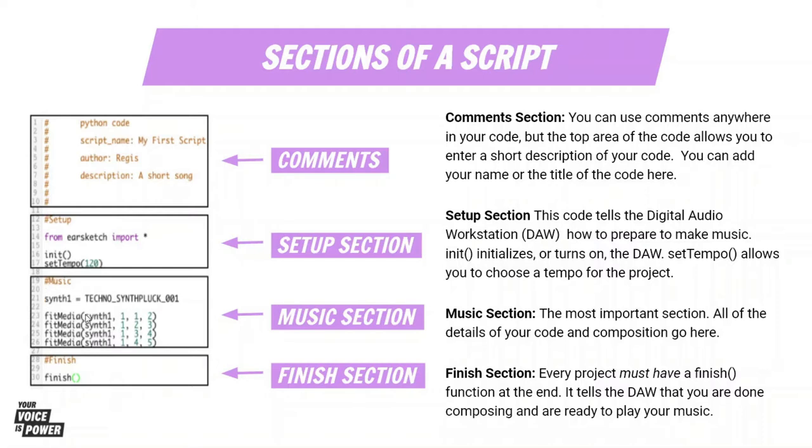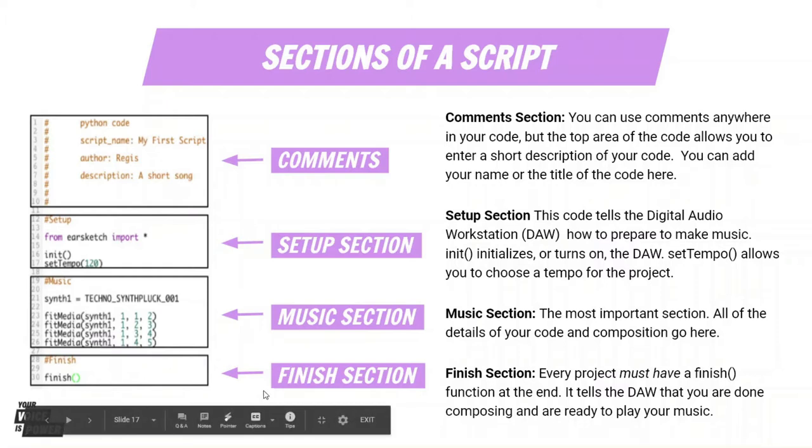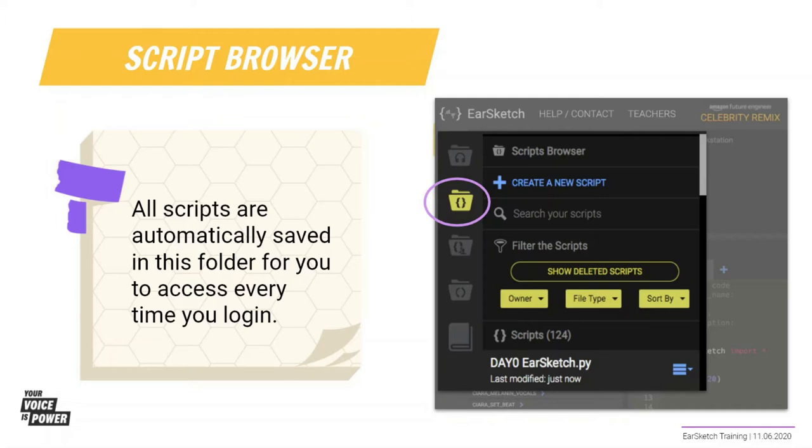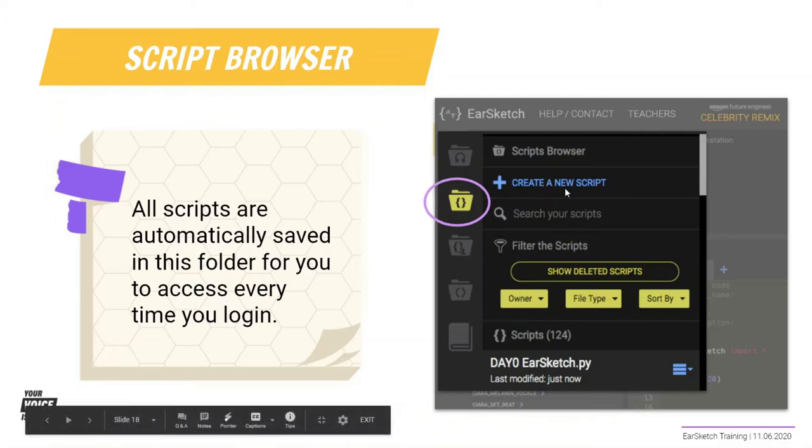This third section is your music section. Right now, there isn't any when you get your new script, and this is what we're going to add to it. And then the last section is the finish section, and this is going to come there already. Every project must have a finish function at the end, and that tells the DAW that you are finished. So three of these four parts come with it, and we will put in that third part when we do our coding today.